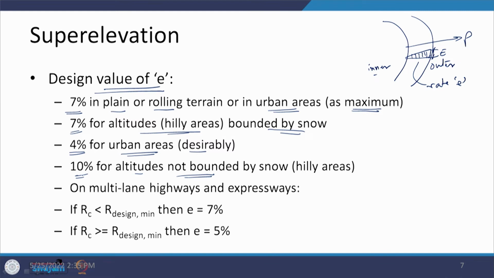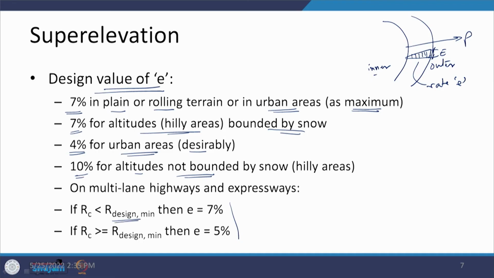On multi-lane highways and expressways, two values are provided, like 5% and 7%, and this is dependent on the radius actually being provided at that particular location with respect to the designed minimum value. So, when we have a design minimum value on the basis of the terrain, on the basis of the speed.